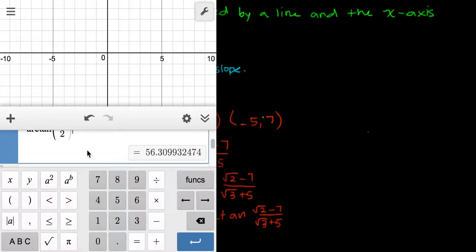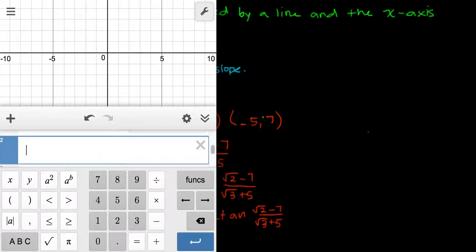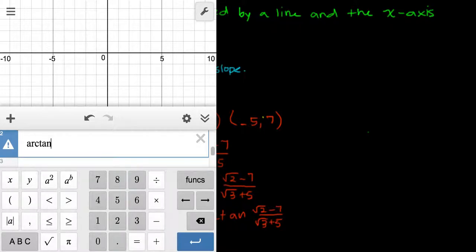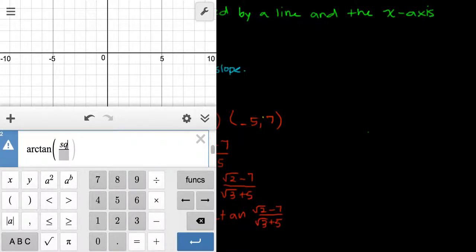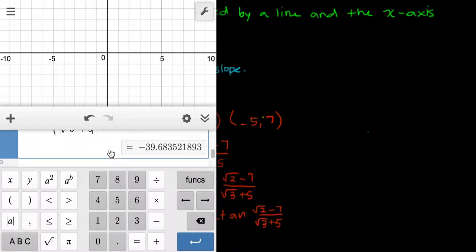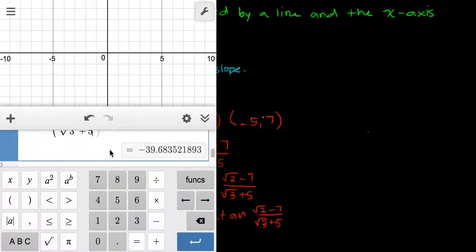Now this here is going to be a little bit harder to write out. So give me a second. So we'll do arctangent of, we need a fraction. So it's going to be the square root of 2 minus 7 over the square root of 3 plus 5. And you'll notice that we get a negative angle here. So I'm going to go and write that, and we'll talk about what that really means. How do we translate that?